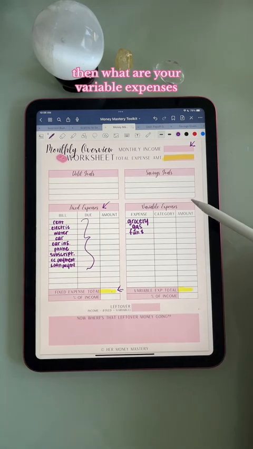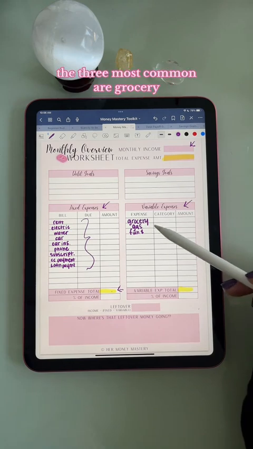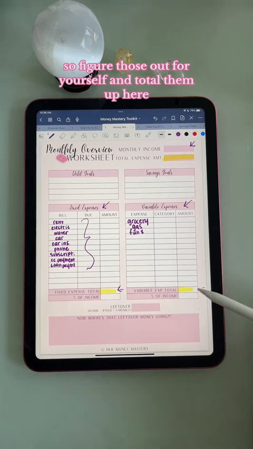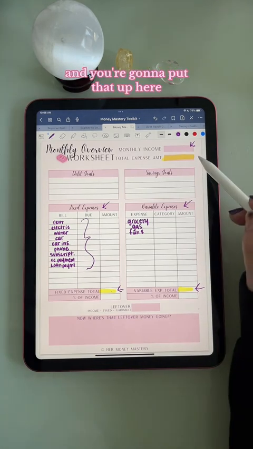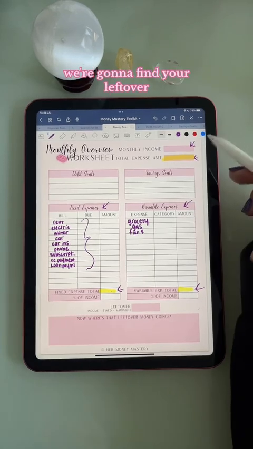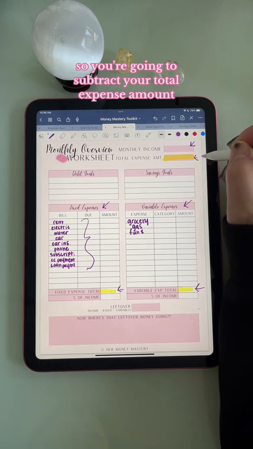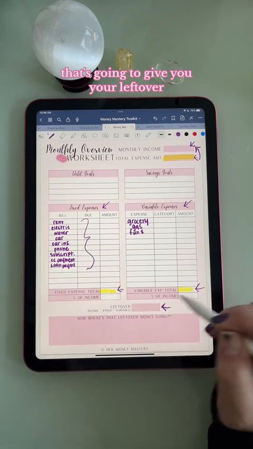Then what are your variable expenses? These are your monthly spending categories that are not bills. The three most common are grocery, gas, and fun money. So figure those out for yourself and total them up here. You're going to add these two together and put that up here. This is your total expense amount. And now, drum roll please, we're going to find your leftover if you have one. You're going to subtract your total expense amount from your total monthly income. That's going to give you your leftover.